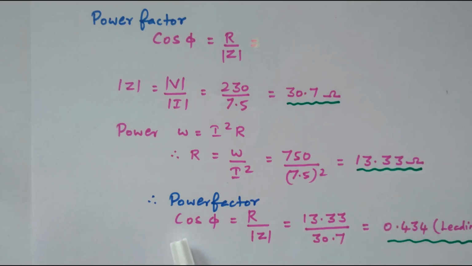Now we can calculate cos phi. Cos phi equal to R divided by Z. R is 13.33, which we just calculated, and Z is 30.7, the impedance. By simplifying, we got 0.434 leading. Because it is a capacitive circuit, the current is leading the voltage, so it is given as leading. So the power factor cos phi is 0.434 leading. Now we calculated all the values, the capacitor as well as the power factor. So in this problem we discussed the solved problem based on the RC series circuit. Thank you.